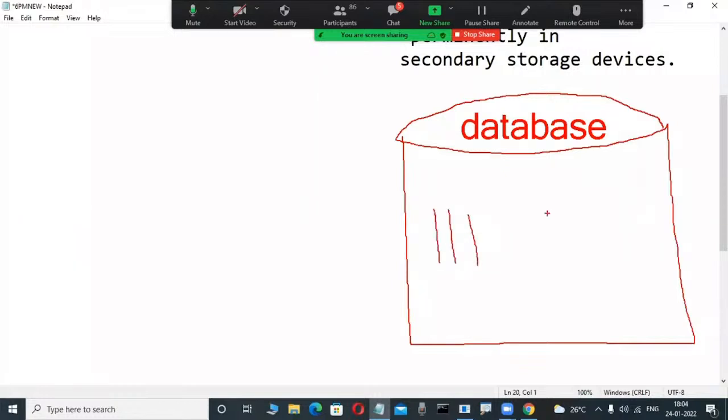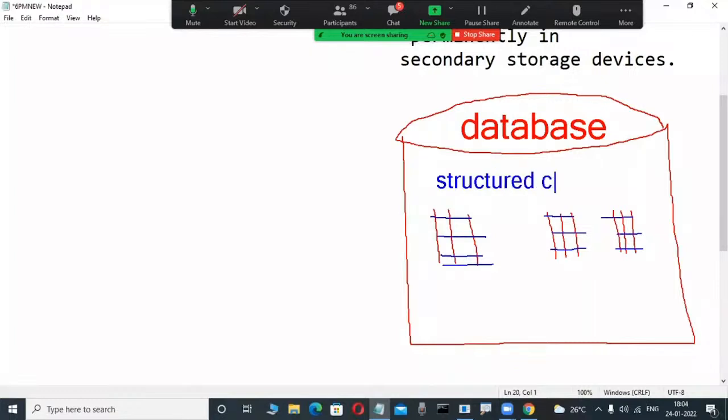Why? Because for these types of databases, the relational data model is the concept. Today I will tell you about it. Based on that only, they implement these products, and they are called relational databases. Here, a structured collection of data is there. This is what I said in the previous class. These databases always store a structured collection of data, in an organized fashion.